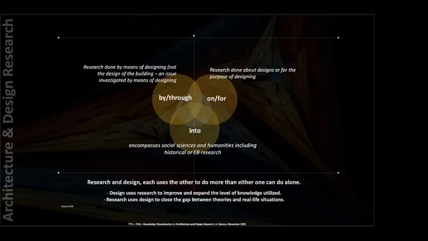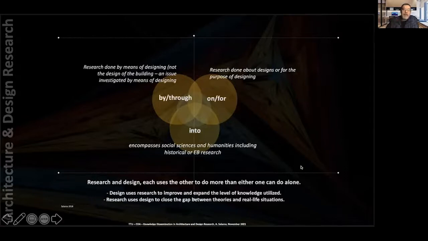Whether systematic, computational, managerial, or psychological, all of these elements are part of research into design. But still, research by or through design, or research done for the purpose of designing, are immature and not fully recognized in academia. And the idea is to bring them to the discussion and try to see on and for and by or through as part of scholarship and research practice.